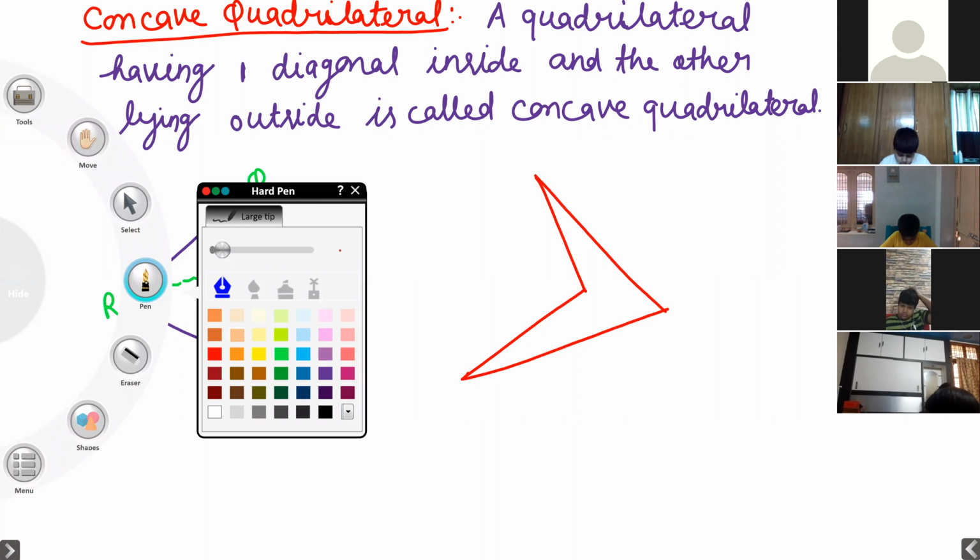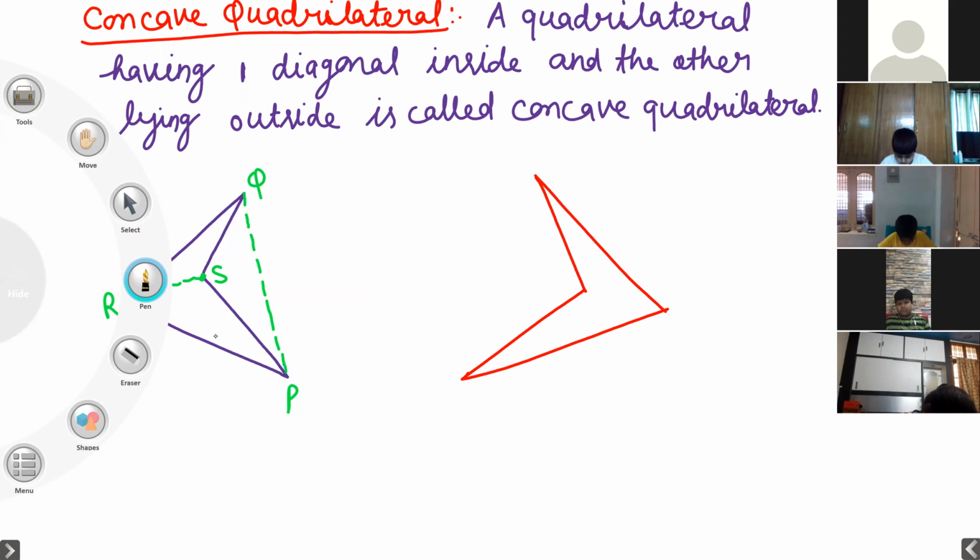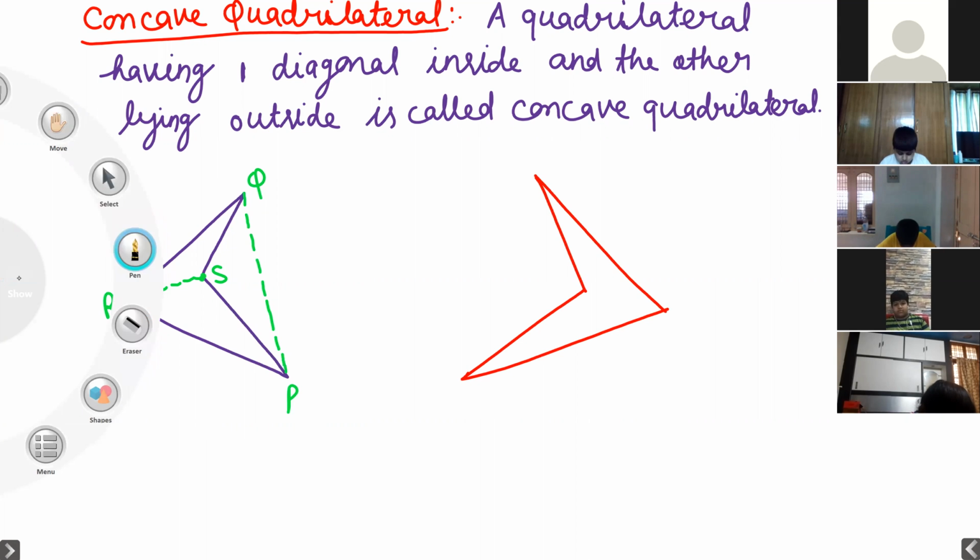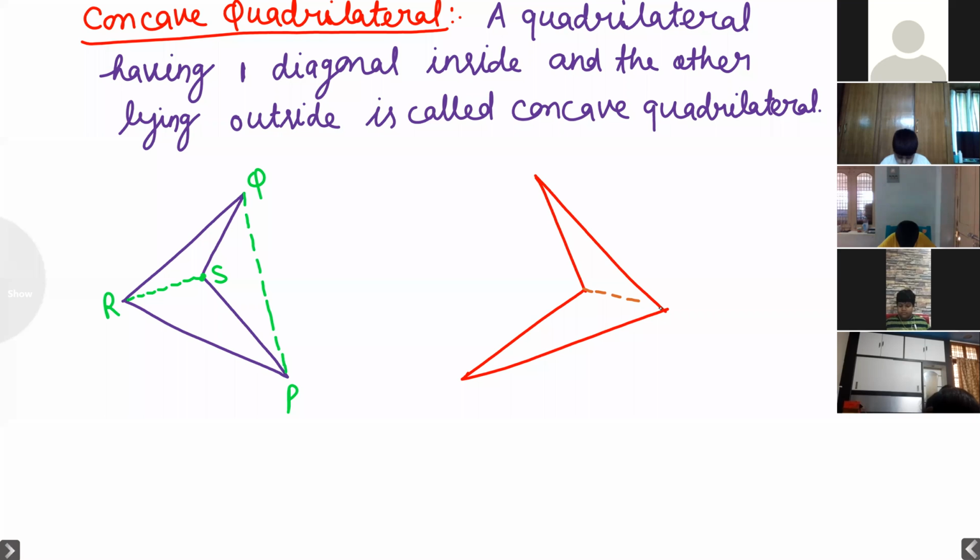In the second figure, students, you are observing one diagonal will exist inside and the second one is outside. This is a concave quadrilateral. Everyone knows very well what a diagonal is. When we are joining two opposite vertices, that is called a diagonal.